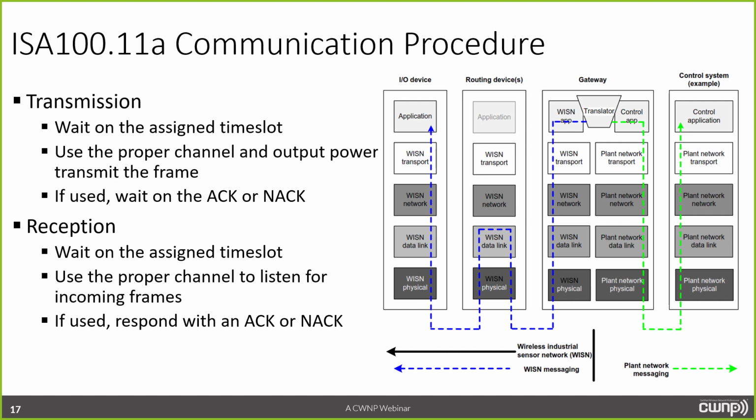So we're using the ISA100.11a protocol between the I/O device and the routing device, and between the routing device and the gateway, generally speaking. It is possible that we could be connecting from the routing device to the gateway through a wired connection instead. But more often than not, it's wireless. So this is the basic communication flow.